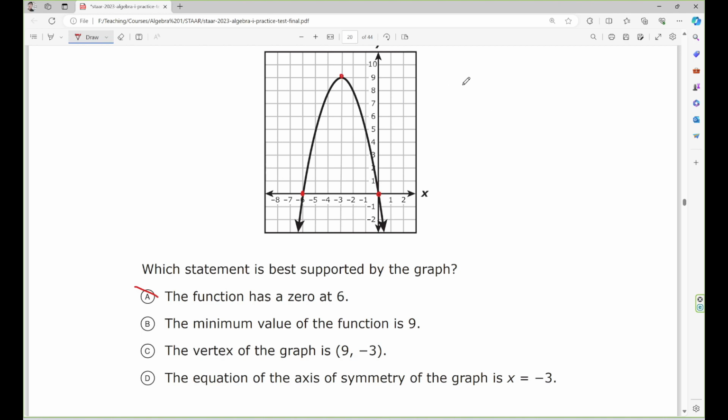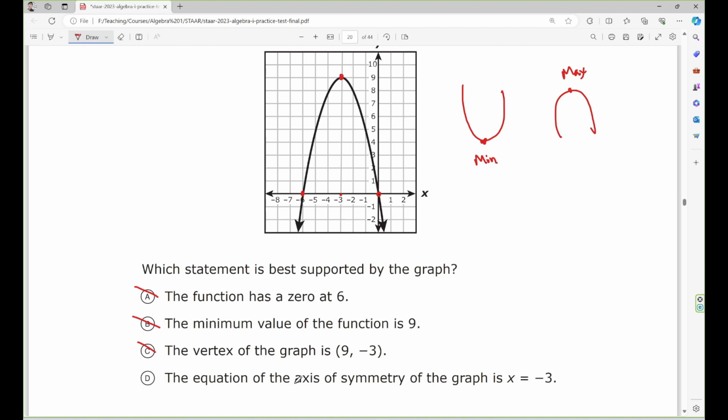Keep in mind, the minimum right here. The graph going upwards, this is the minimum. The graph going downward, this is the maximum. Wrong. The vertex of the graph is 9, negative 3. Now, x equal 9. No, x equal negative 3 right here. Y equal 9, so this is wrong.